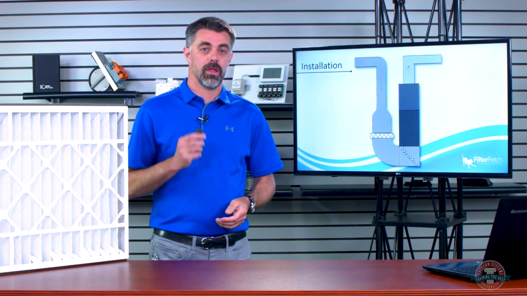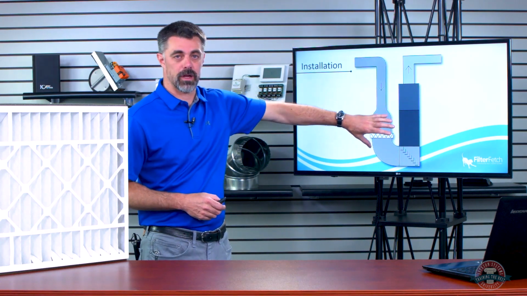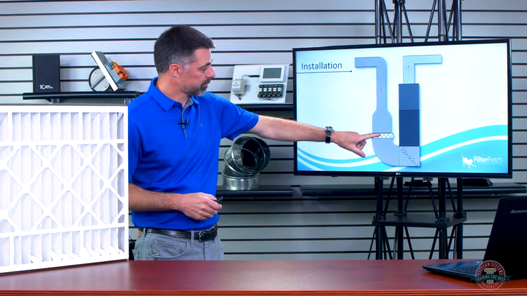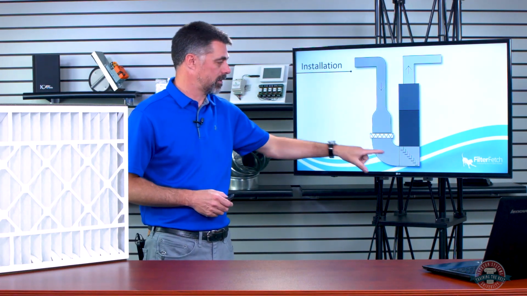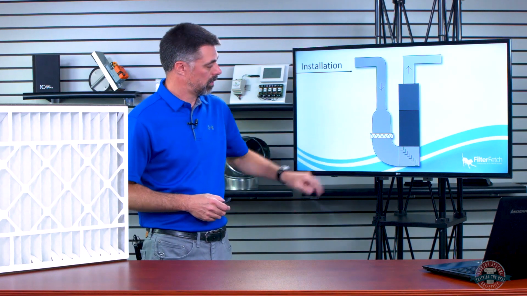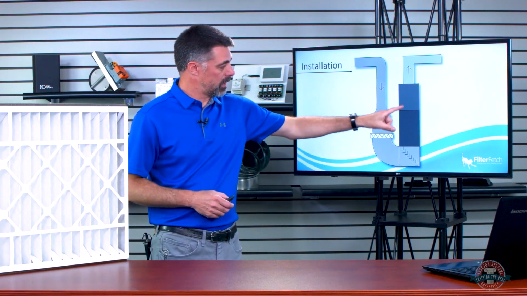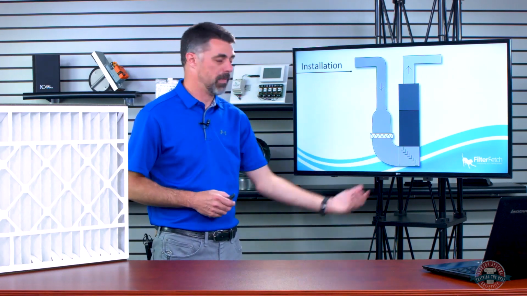All right, now from an airflow standpoint, this is my favorite way to do it. Nice big filter out here, as big as you can find. Nice sweeping radius turn. This is the most efficient way to turn air in a duct system. Sweeping radius. Then underneath the equipment, we're going to put the turning vanes in there, and we're going to aim that air straight up into that coil so we have even airflow across our coil.